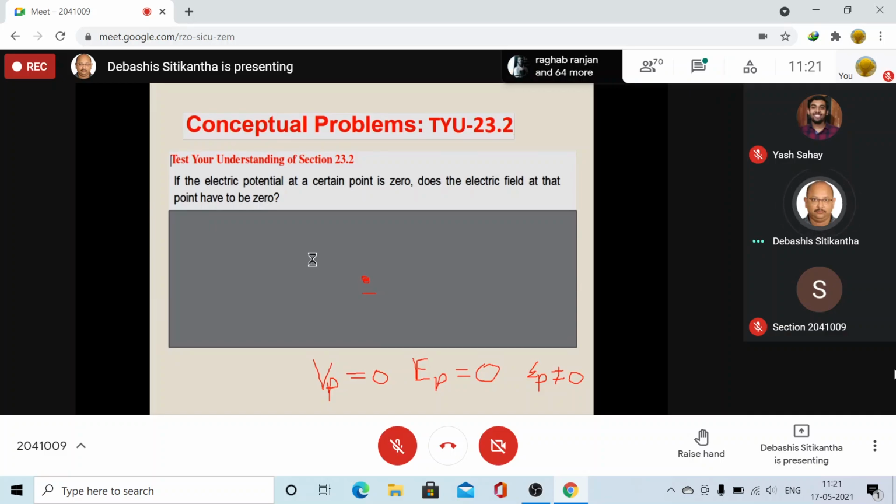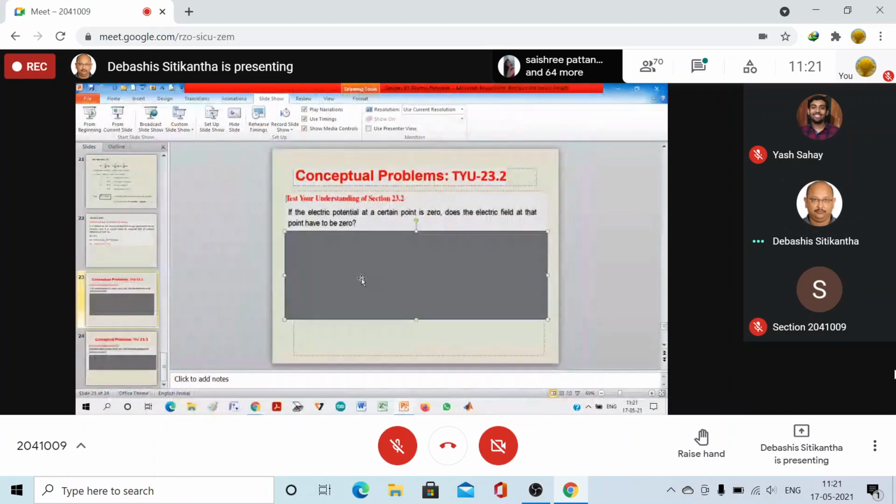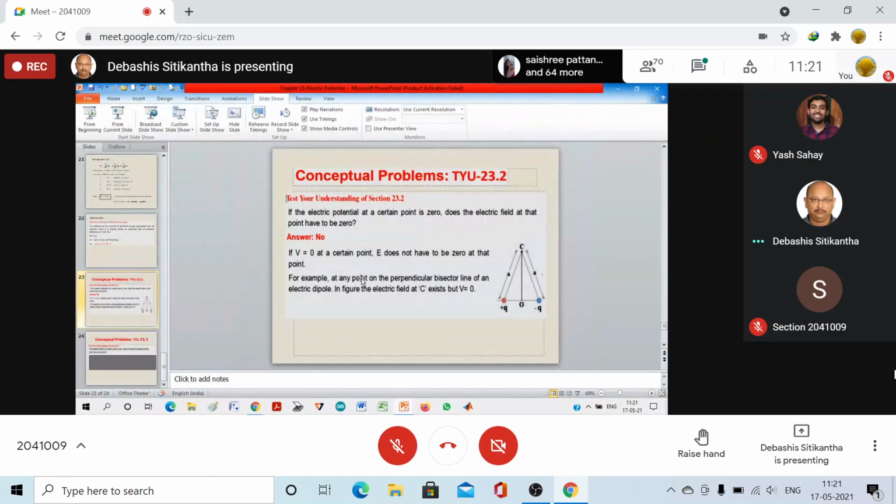Let me remove this one. You can see the answer. So basically, you are going to have the potential at the point C equal to 0. But at this point, the electric field is not equal to 0. One of the most beautiful examples is the electric dipole. If I am having two charges of equal magnitude but opposite polarity, then in between, this entire line OC is the equipotential surface.